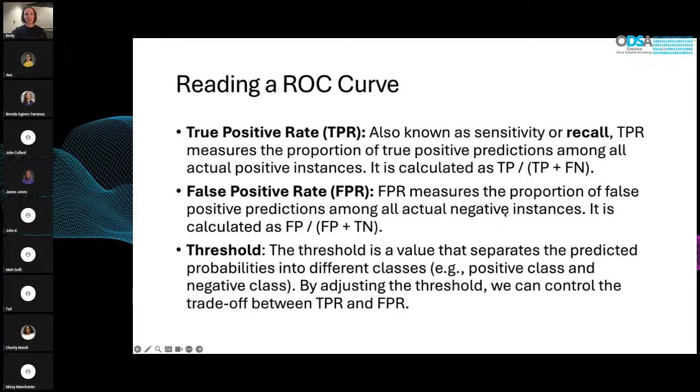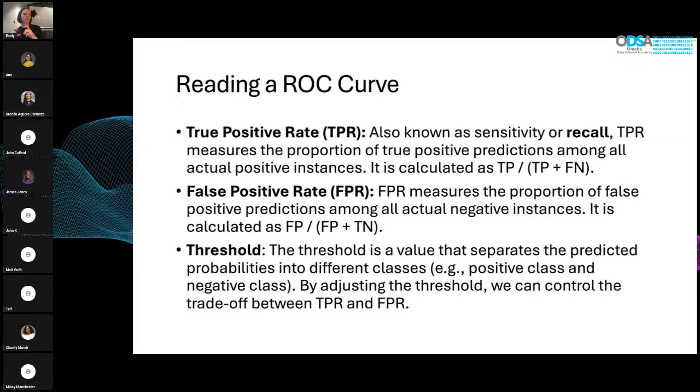And then we have the false positive rate, which measures the proportion of false positive predictions among all negative predictions. So we've talked about this before, but it wasn't one of the main ones that we learned in that first session of the class. So we've talked about this in the context of the confusion matrix.